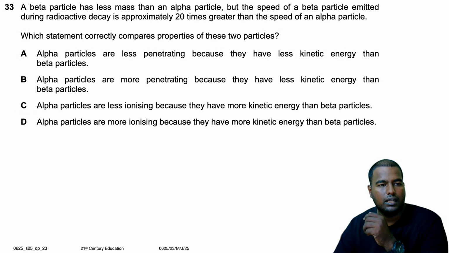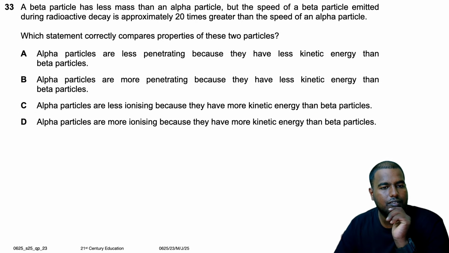A beta particle has less mass than an alpha particle, but the speed of a beta particle emitted during radioactive decay is approximately 20 times greater than the speed of an alpha particle. Which statement correctly compares the properties of these two particles? They are comparing the kinetic energies of the particles.